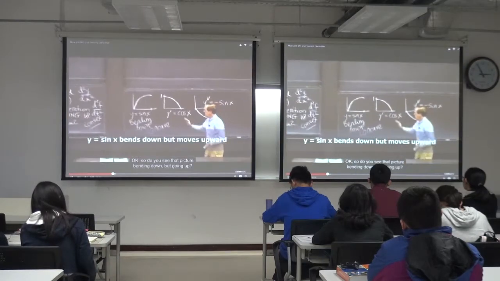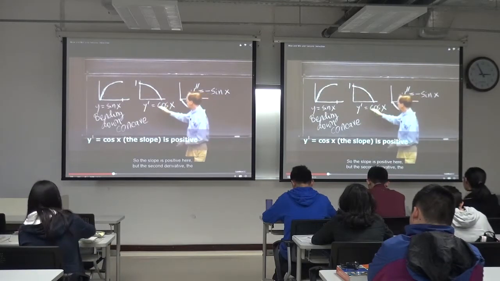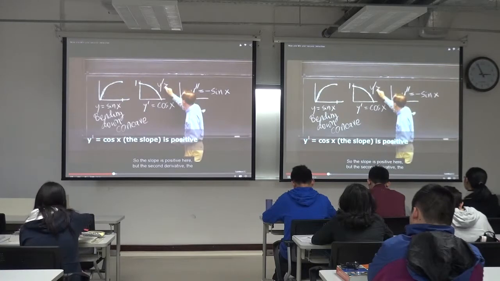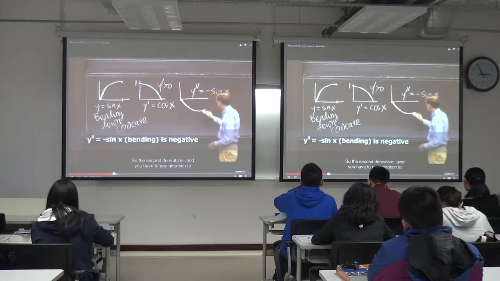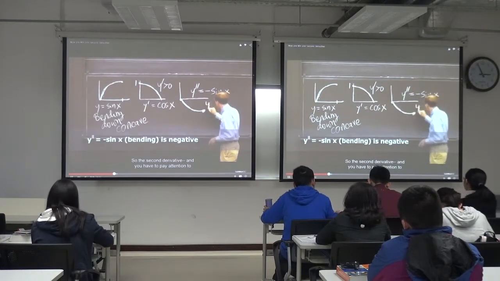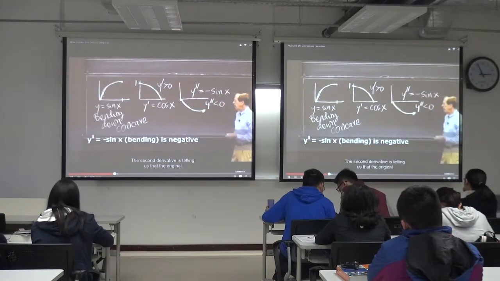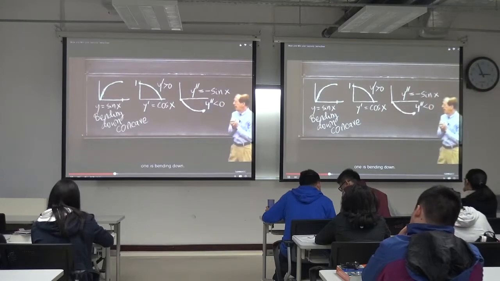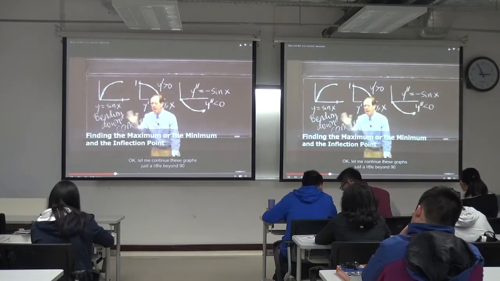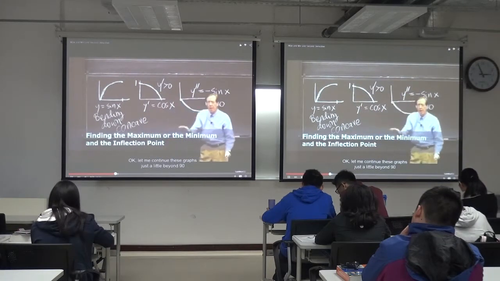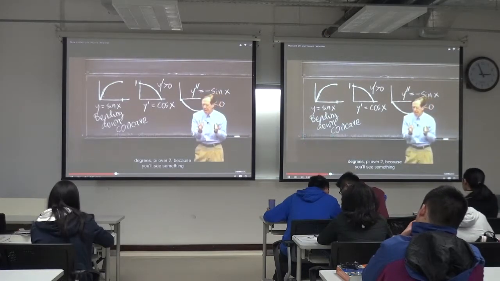Okay, so do you see that picture bending down, but going up? So the slope is positive here, but the second derivative, the slope is dropping, so the second derivative, you have to pay attention to keep them straight. The second derivative is telling us that the original one is bending down. Okay. Let me continue these graphs just a little beyond 90 degrees, pi over 2, because you'll see something interesting.